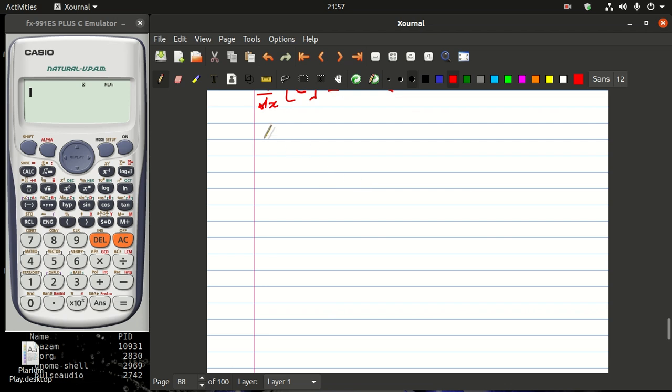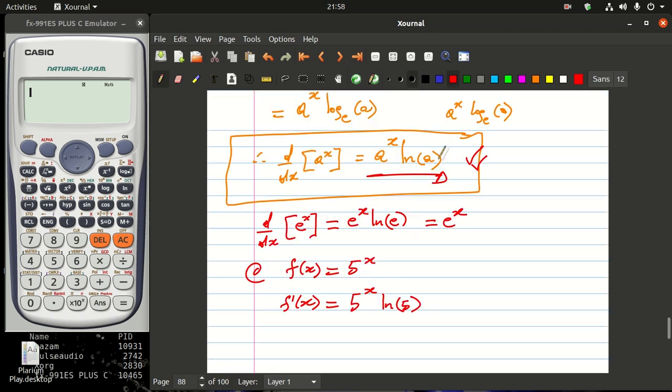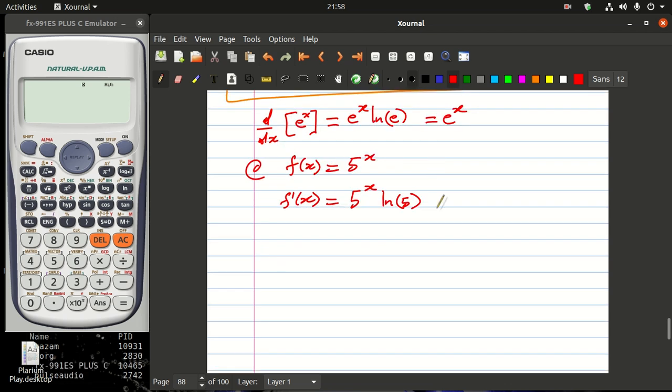Let's go now to the third one. I have my f of x is equal to 5 raised to x. I want f prime of x. This one is easy because all I need to do is take this as it is. I have this x here, and then I multiply by ln of this constant, ln of 5. That's how easy this is, because we already found the formula to find the derivative of an exponential function. It is like this. So clean, we're fine.